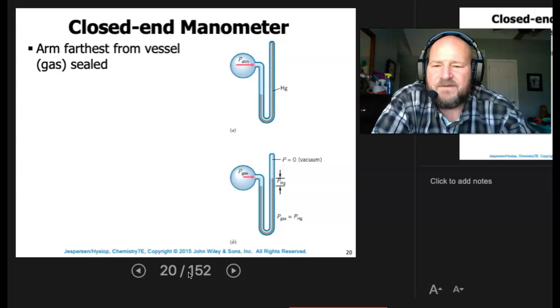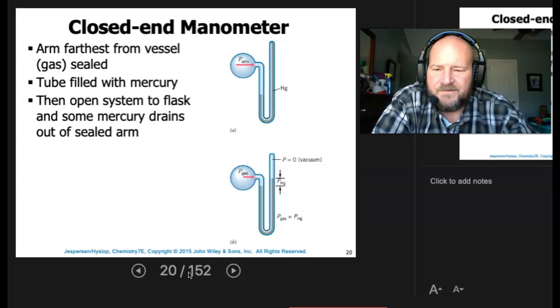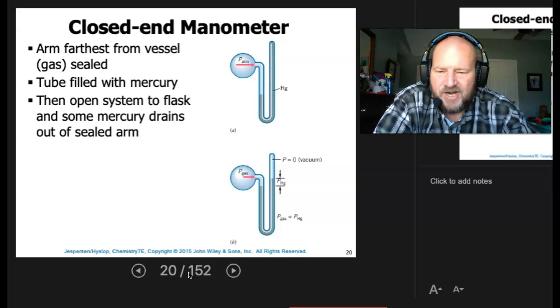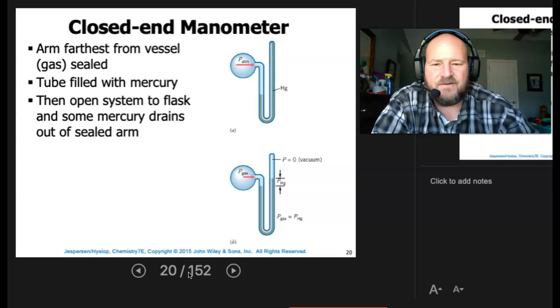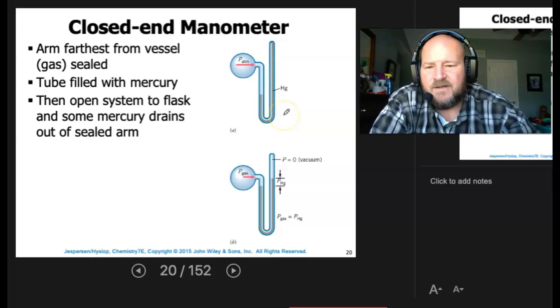So the arm furthest from the vessel, where the gas is sealed, is a closed end. Before, when it was open, we were dependent upon the atmospheric pressure. In the closed end, the tube will be filled with mercury, and then the open system is a flask, and some mercury will drain out of the sealed arm. Okay, so now, since it's sealed, we're going to have the mercury all the way to the end, and we're either going to measure the mercury coming back or the whole thing moving, right?